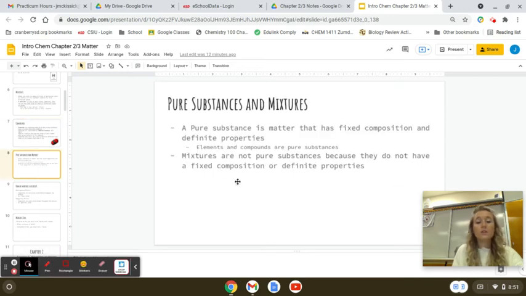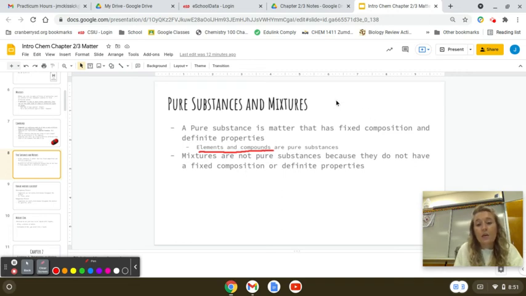Okay, so pure substances and mixtures then. Pure substances are matter that has a fixed composition and definite properties. So elements and compounds are both pure substances. You want to make sure you know that. So elements and compounds are pure substances.